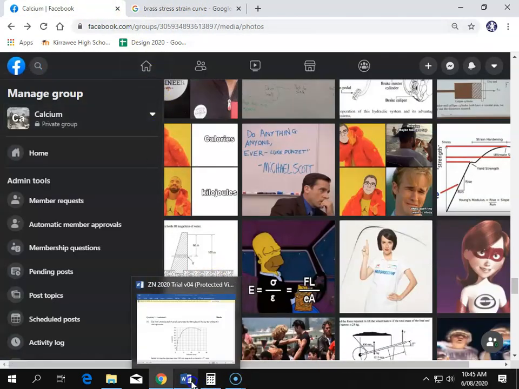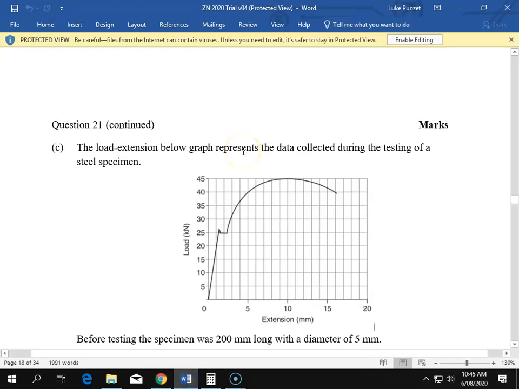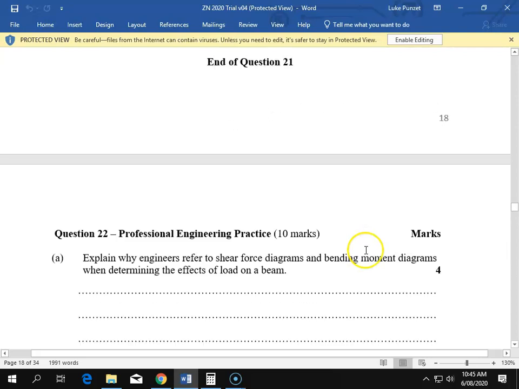Generally speaking, you should be able to recognize that diagram as being mild steel. This value for mild steel is about 300 megapascals. Okay, so that's the answer there.